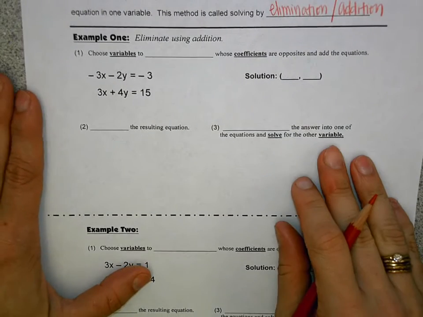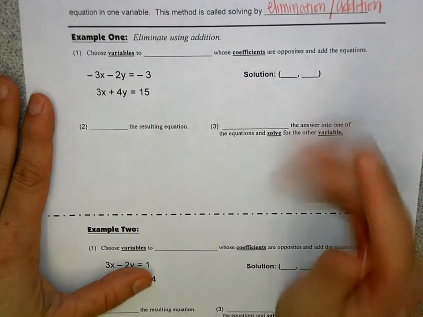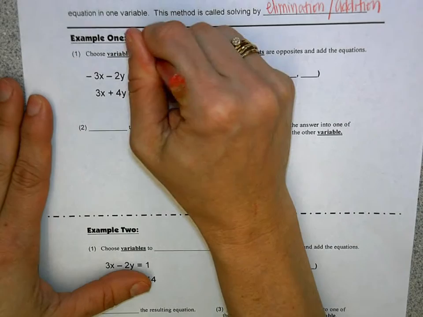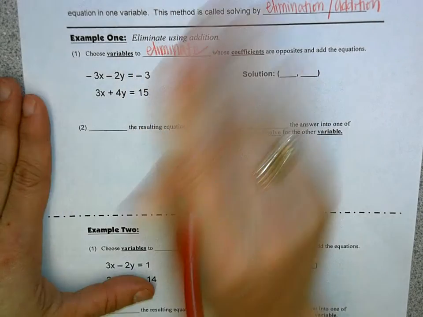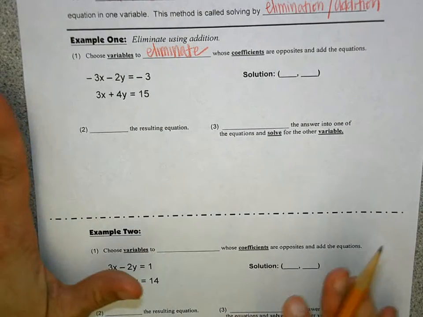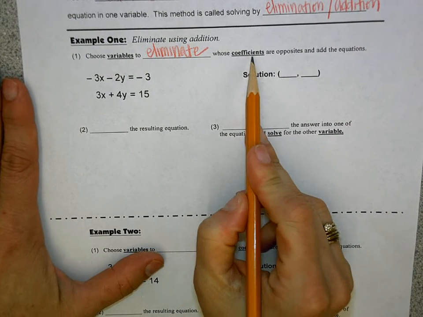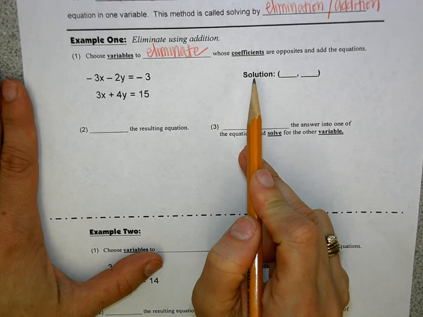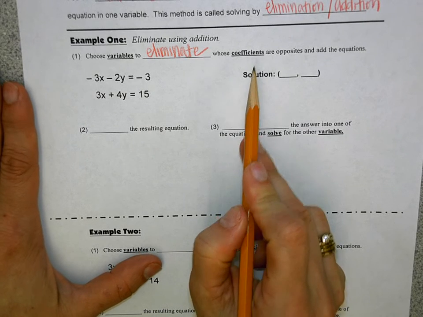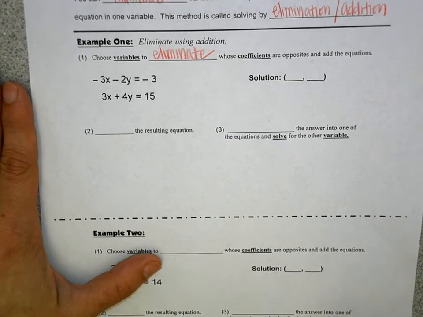So the first step here is to choose the variables to eliminate, or to cancel out. The way you choose the variables is you figure out which coefficients are opposites, and coefficients is another word for what? Numbers in front, okay. Then you're going to add the equations.